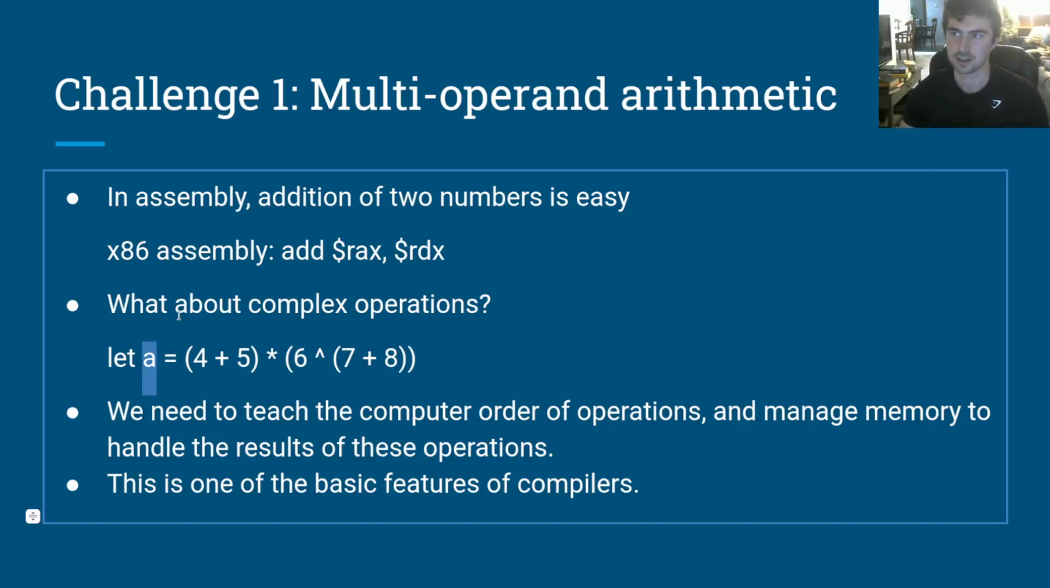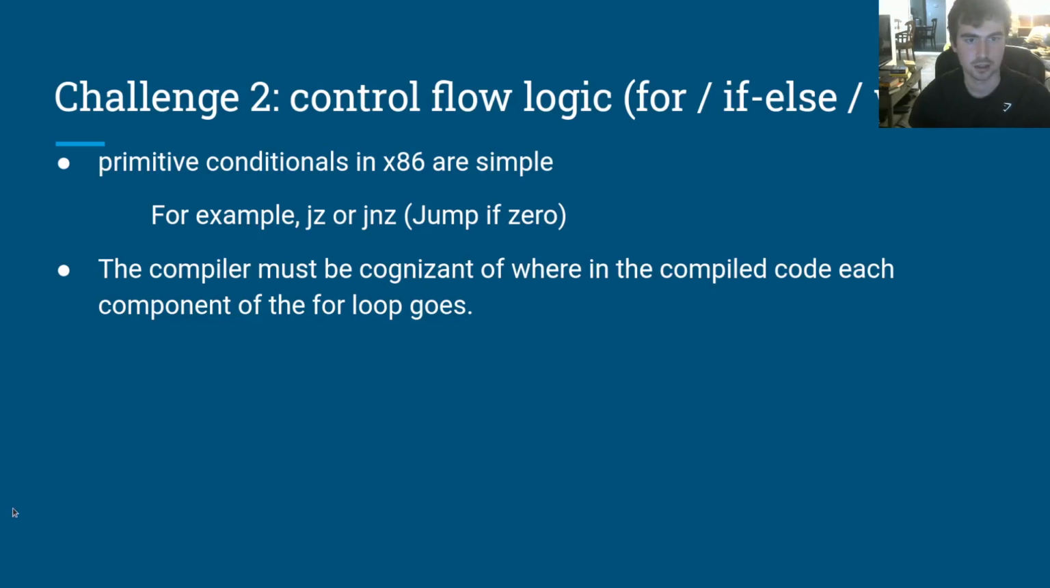So the compiler has to know the sequence, abstractly, for all legal math operations, how do we chain them up the right way? That was the first thing that I think was really challenging, and also one of the things that compilers do that we take for granted. The second thing was control flow logic. So things like for loops, if-else statements, and while loops.